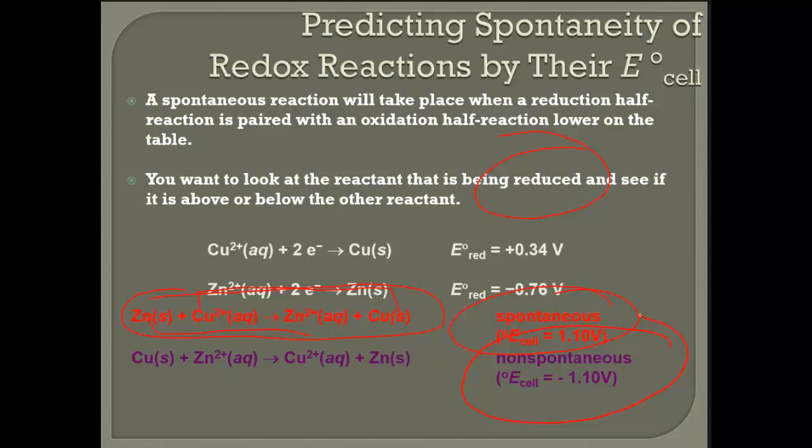Another way to look at this is the fact that in this one, it's 0.34. Notice that it starts off with solid zinc, which is on the right hand side. So that means this one is going to be the minus.